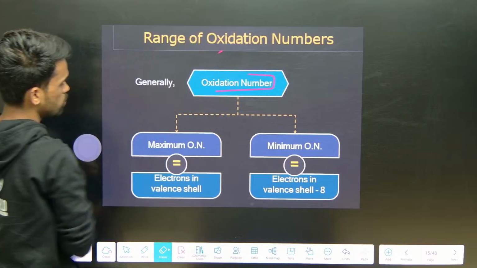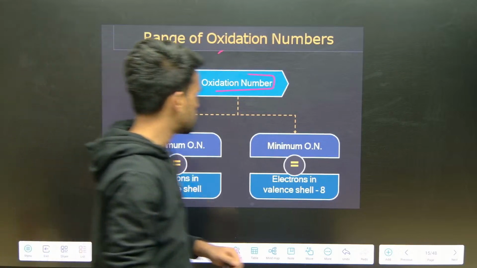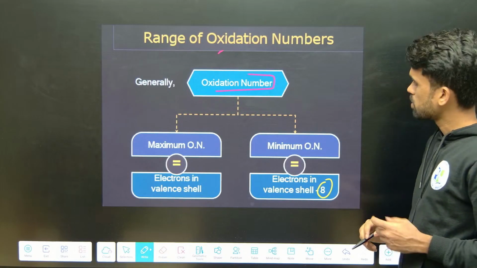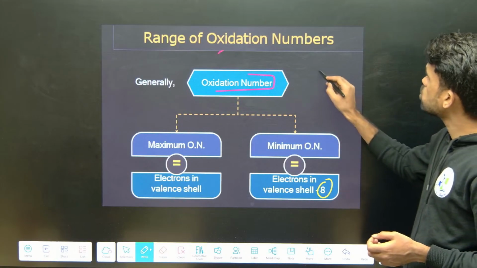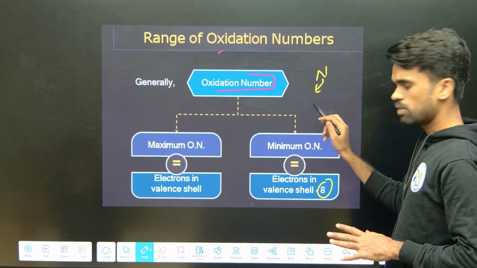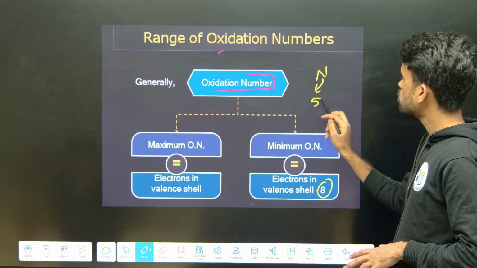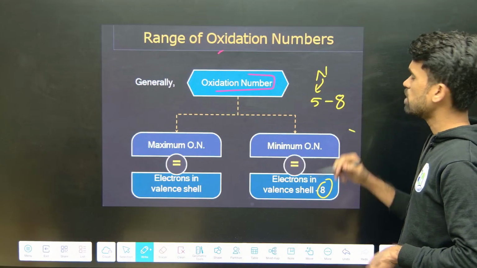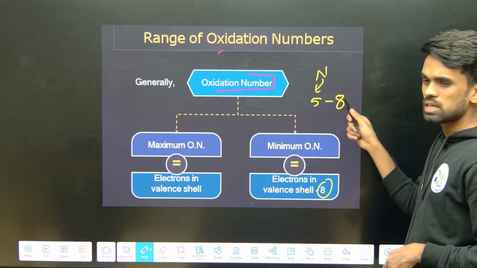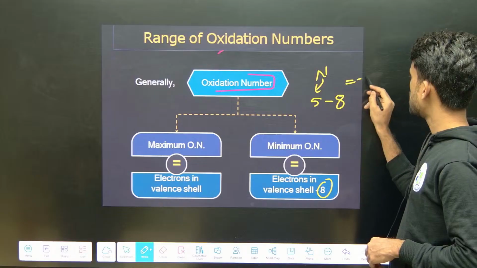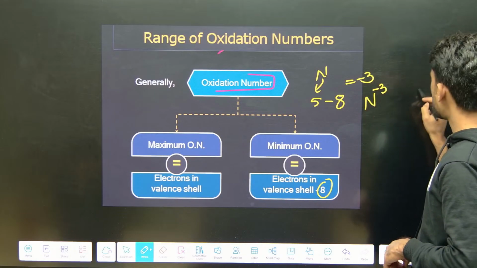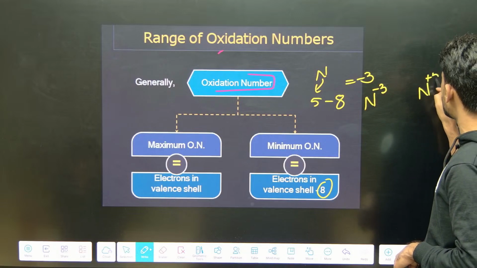That's it. Next one is, what about the minimum oxidation state? This will be the electrons in the valency shell minus 8. For example, take nitrogen. How many valence electrons? 5. So 5 minus 8. Why are we taking 8? Because it's the octet number, right? So 5 minus 8, how much is it? Minus 3. So the minimum oxidation state possible for nitrogen is minus 3. The maximum oxidation state possible for nitrogen is plus 5.